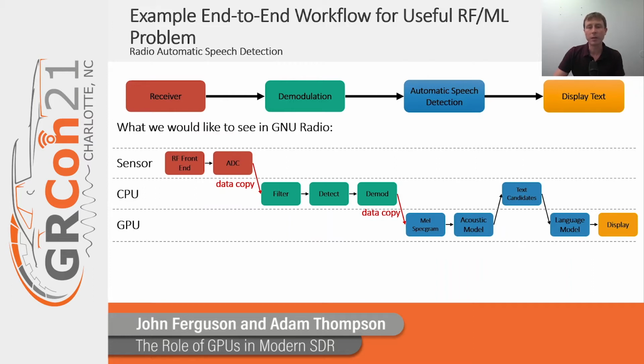Followed by a demodulation. And then we will need to get into the machine learning parts, which are the blue boxes here. So we'll do a MEL spectrogram, then have an acoustic model, and then look at various text candidates, and we'll rank and score those. Finally, follow that up with a language model to rescore them, and then display the most likely text output.